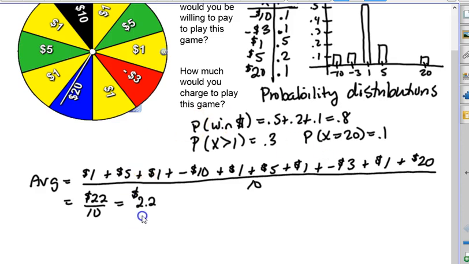Now, based on that, the average amount you win is $2.2, so would I be willing to pay something less, maybe $2 per game? The question is, if I paid $2 per game, realize there's only a 30% chance of getting more than your money back. You can only get $5 or $10 or $20 30% of the time. So maybe that wouldn't be enough to convince you.